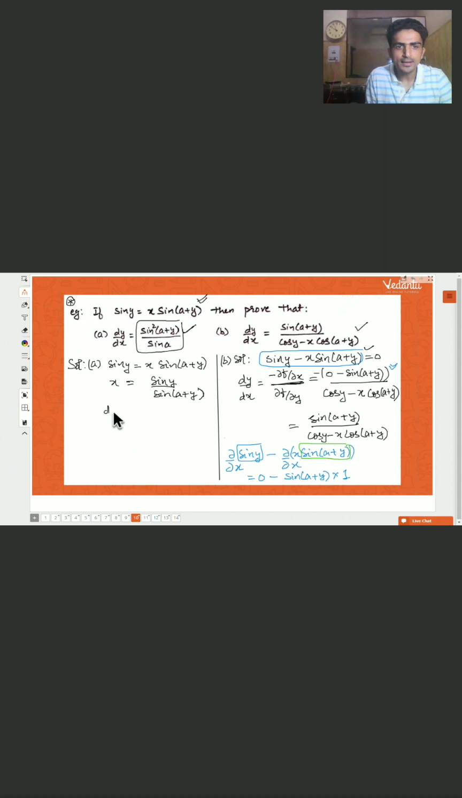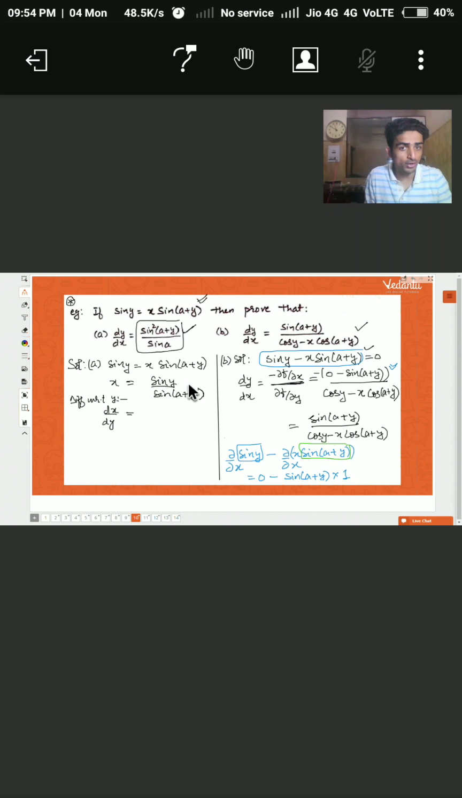Now you find dx by dy, that is, differentiate with respect to y. Simple quotient rule will be used, no chain rule at all, because it's y only and we are differentiating with respect to y. When you apply this quotient rule, you will get this. Just apply the quotient rule, you will get this.